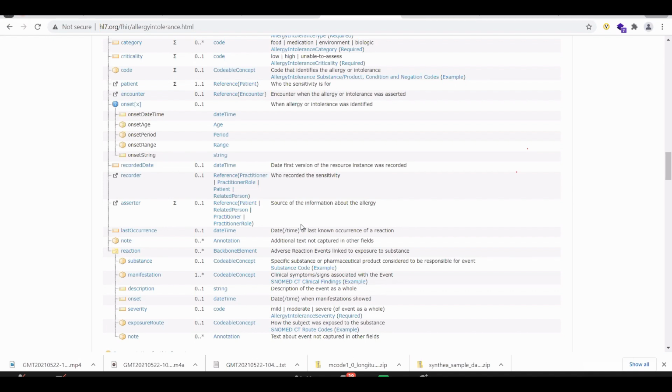Asserter is who told you this information, right? That is an asserter. Again, either a patient can tell you that, or a doctor can tell you that, or a related person can tell you that, right? So these are the references.